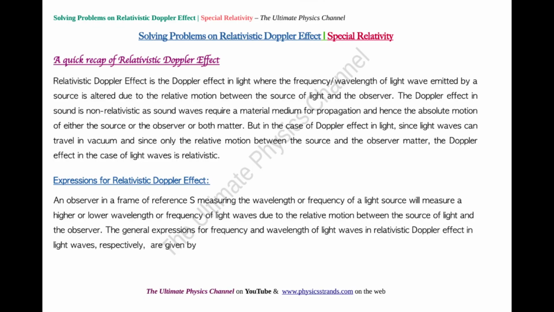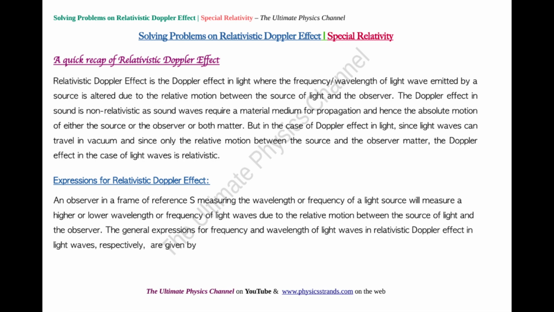In this video, we are going to solve some problems on relativistic Doppler effect. Relativistic Doppler effect is the effect in which light of a certain frequency gets altered due to the relative motion between the source of the light and the observer.